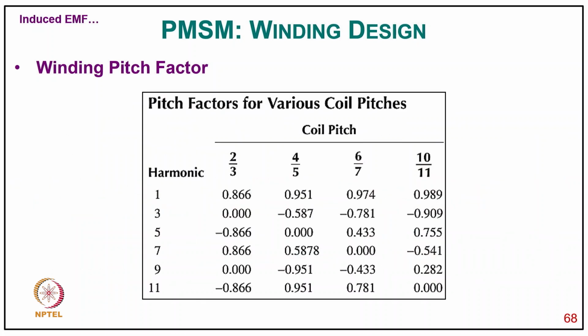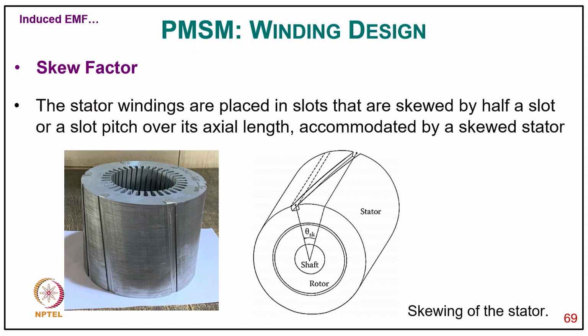So you can see some of the harmonics are 0 in the table with the different coil pitches, like 2/3, 4/5, 6/7 and 10/11. You can see that with 10/11, the 11th harmonic is 0. So that gives you an idea of how pitch factors are responsible for eliminating some of the harmonics.